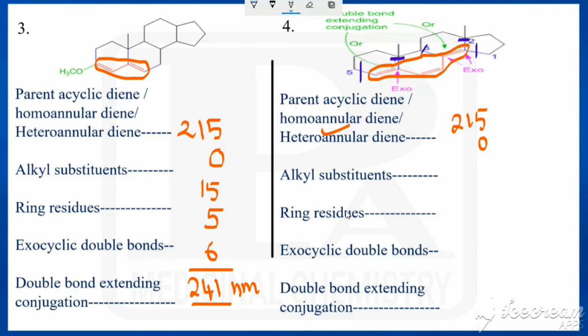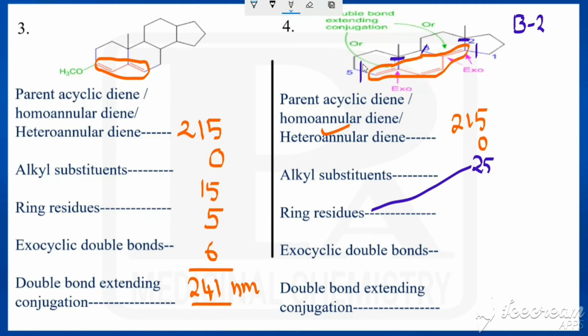For one ring residue, that is 5. So 5 5s are 25. So for ring residue, that is 25. Now exocyclic double bond. For this one, it is not having any exocyclic. For the second ring, this is exocyclic, this is exocyclic. So for B, 2 exocyclic double bonds.